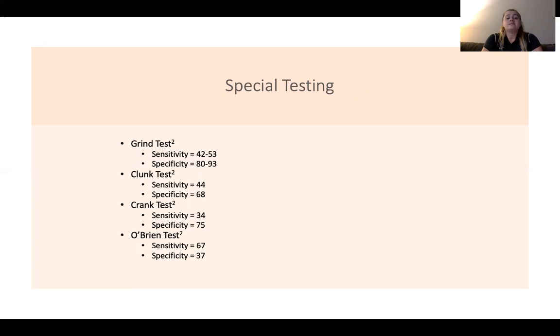The Crank test, sensitivity 34, specificity of 75. Since it does have such a low sensitivity, I would not recommend it to rule it out. I would recommend this test to rule the pathology in. And lastly, we have O'Brien's test, a sensitivity of 67 and a specificity of 37. O'Brien's test is a good test to use if you would like to rule out this pathology.